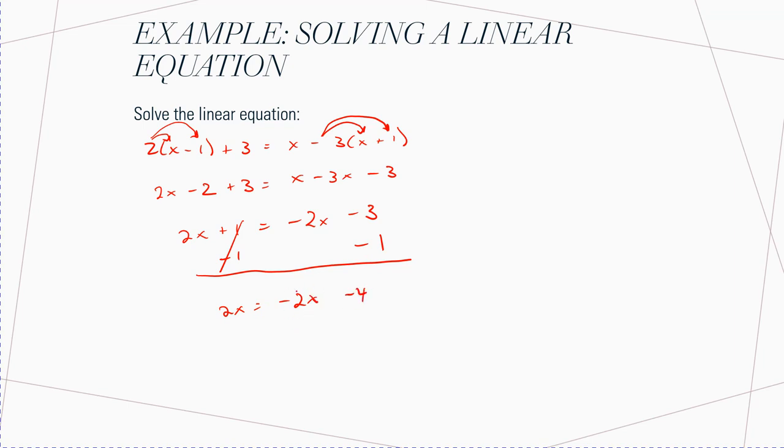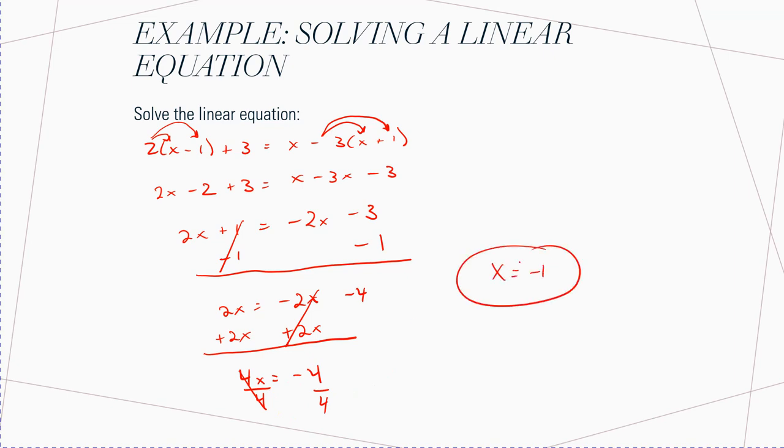Now look, to get rid of minus 2x, I'm actually going to have to add 2x to each side. So these are going to cancel. 2x plus 2x gets me 4x is equal to minus 4. And then what I'm going to do is divide both sides now by 4. So those cancel. And then x is equal to minus 4 divided by 4. X is equal to minus 1.